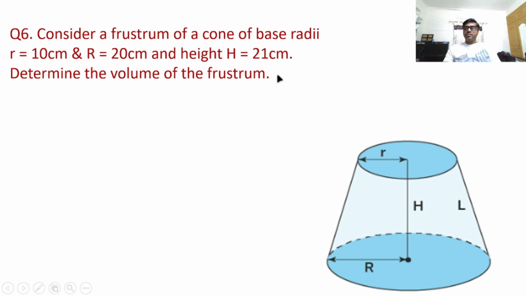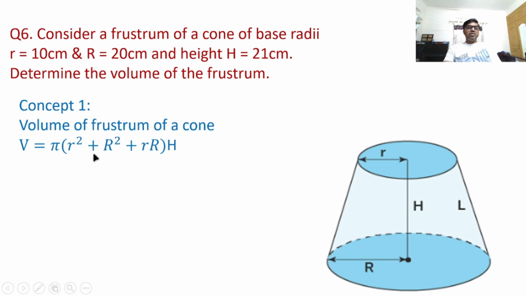That's the question. You should know this formula. Of course, we can derive it by taking it as a full cone and then cutting it into parts, but the derivation part, let's leave it here. You are supposed to remember this formula. Volume of the frustum equals pi times small r square plus capital R square plus small r into capital R, times the h, the separation between them.